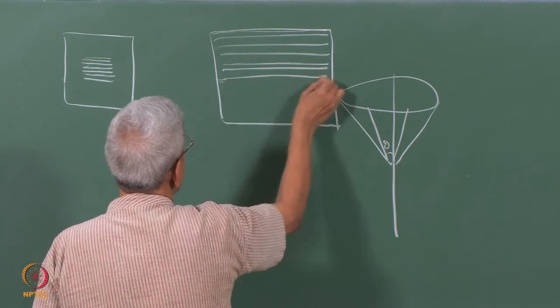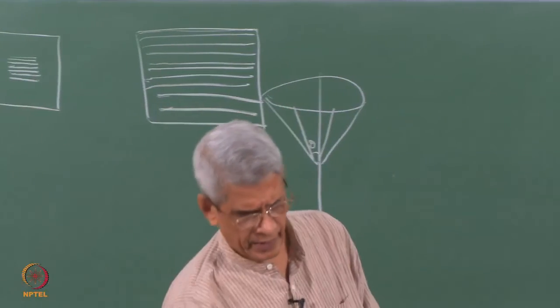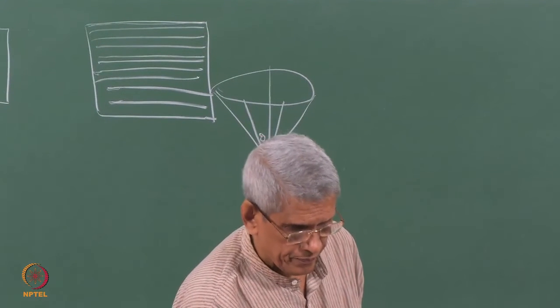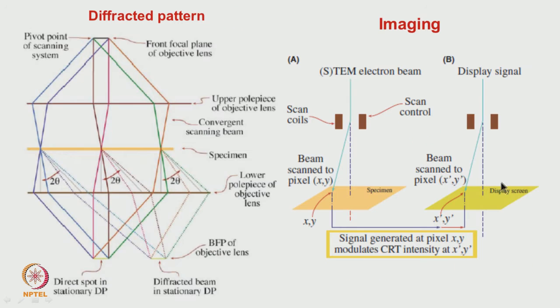So essentially the same scanning coil is used to control the scanning of the electron beam on the sample surface as well as the scanning on the display screen or the TV screen which we are using. So there will be a one-to-one correspondence. But how do we get that magnification here? Because a small area which we are scanning is being projected as a large area on the TV screen.